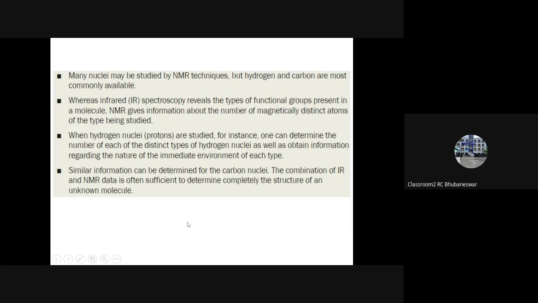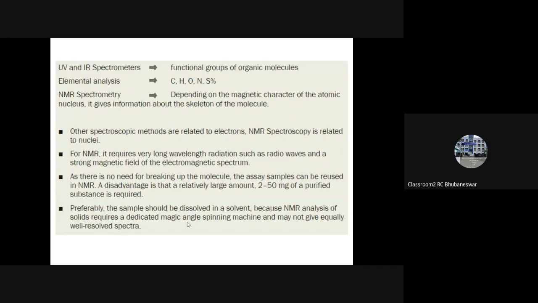Okay, so similar information can be determined from the carbon nuclei also, and the combination of IR and NMR is very good. The combination of IR and NMR for spectral and structural elucidation is very, very important. In the last unit, we will take one or two examples of how to elucidate the structure.